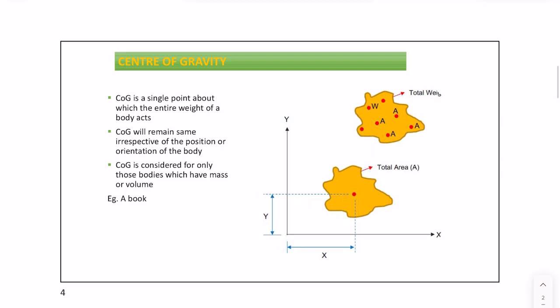What is center of gravity? Center of gravity is a single point about which the entire weight of the body acts. It will remain the same irrespective of the position or orientation of the body. Center of gravity is considered for only bodies which have mass or volume. For example, a book. In terms of construction structure, we have beam, wall, column, or foundation.